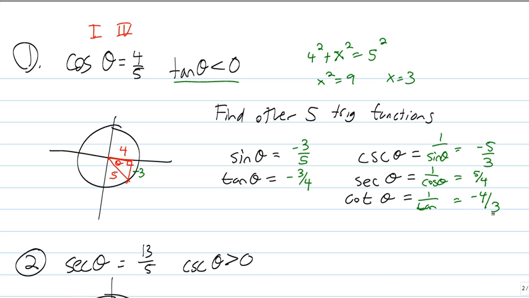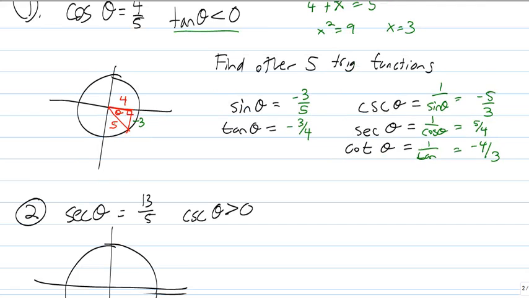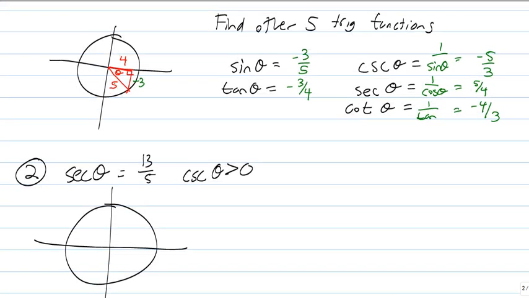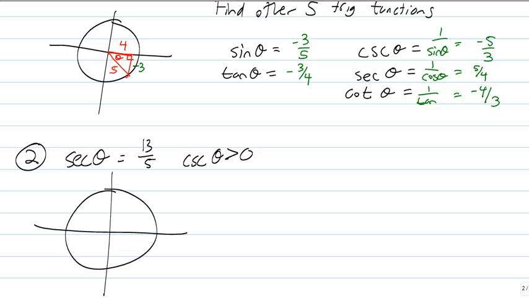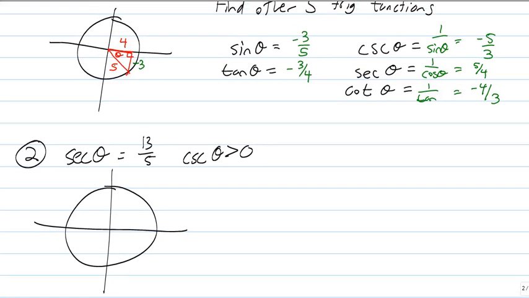So we're making triangles kind of like before the quiz when I had a point and you wanted to find sine, cosine, tangent. We're doing the same thing, but we have to work with more trig functions.